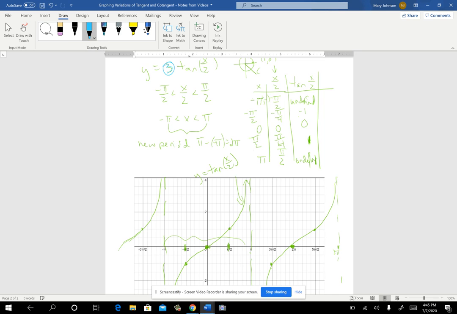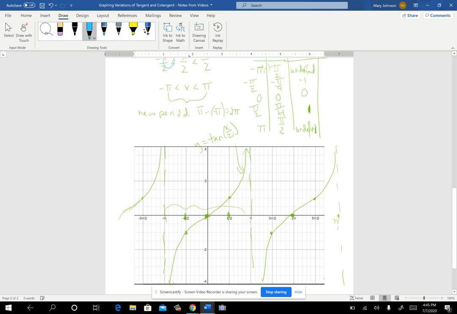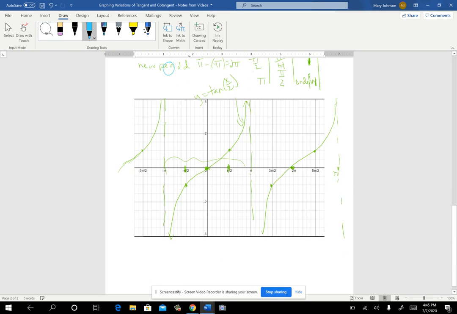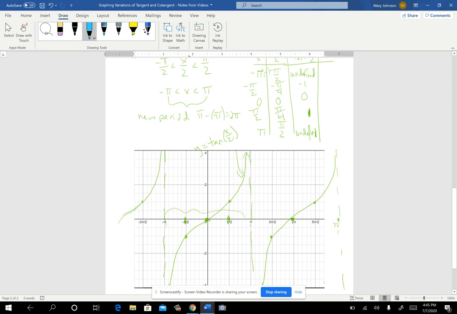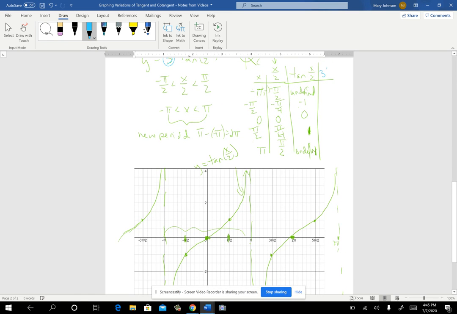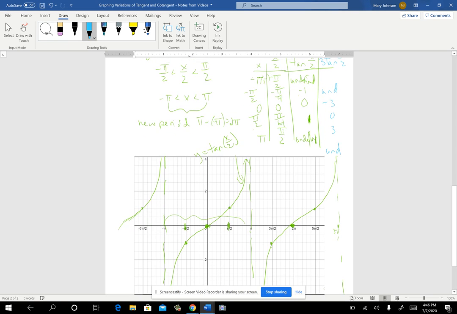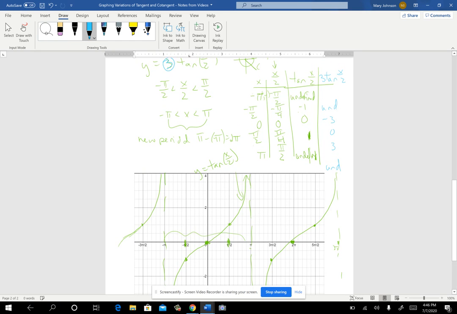The 3 with sine and cosine is what affects the amplitude, and that affects the vertical stretch or shrinking. So if it's a 3 out in front, we're just going to take all of these values and multiply by 3. So if we add in the 3 out in front, that's just going to mean this is still undefined, this is negative 3, this is still 0, this is 3, and this is undefined. Basically what that number out in front does is just stretches it.